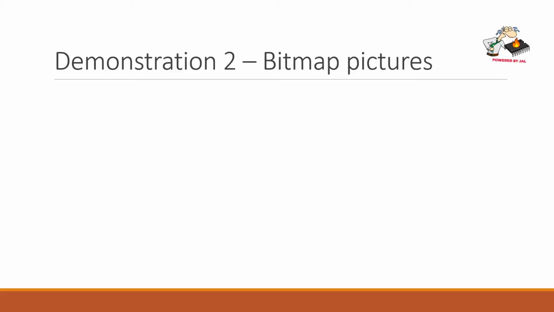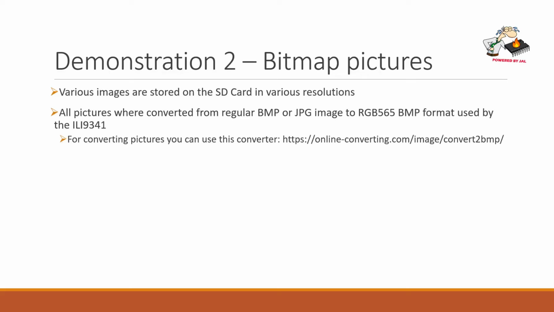The second demonstration will show bitmap pictures. On the SD card I stored various images in various resolutions. As I mentioned, this controller needs an RGB 565 BMP format. So I converted some existing BMP or JPEG images to this format, and there's a very nice online converter to do this.